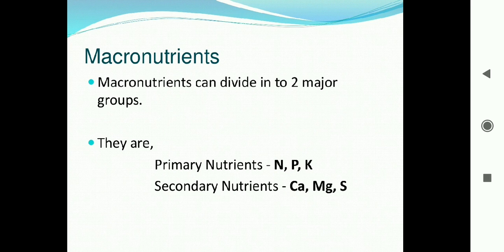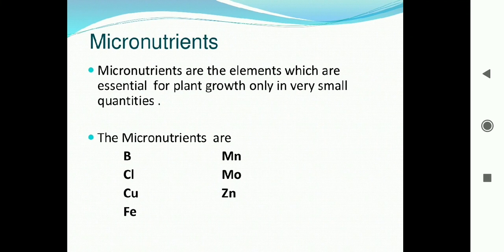So these are called macronutrients, the elements required in large quantity for plant growth and development. Then what are the micronutrients? Micronutrients are the elements essential for plant growth only in very small quantities. They are also called trace elements. These elements are required in very small quantities, that's why they are micronutrients, and they include boron, chlorine, copper, iron, manganese, molybdenum and zinc.